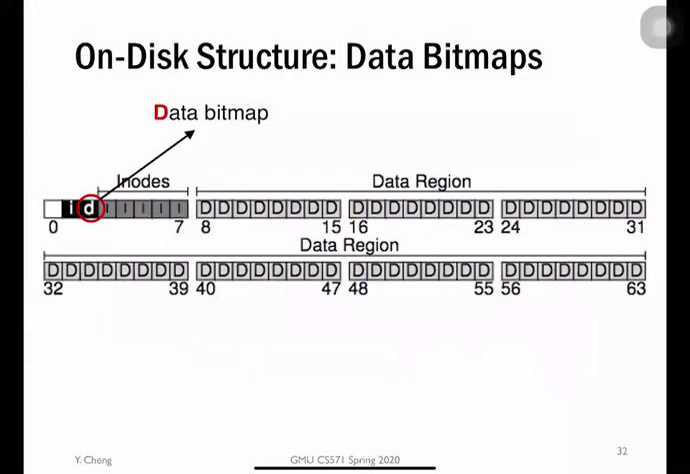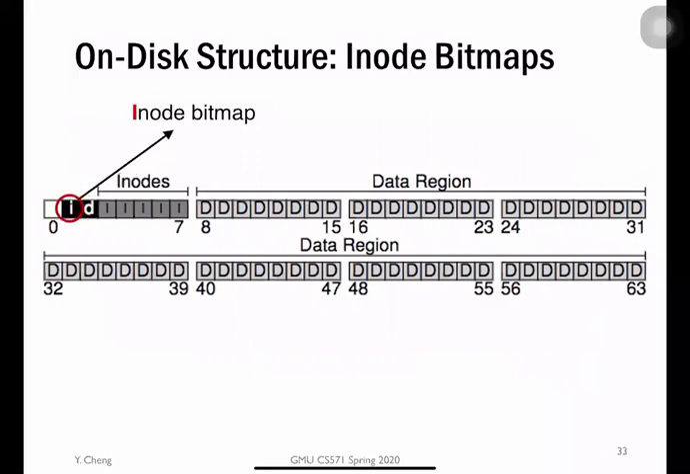A Unix-like file system uses bitmaps to keep track of the data region space allocation as well as the inode region resource allocation. So the third metadata block is reserved for storing the data bitmap. And the second metadata block, and here we're talking about metadata blocks, is reserved for storing the inode bitmap, starting with a small letter i.